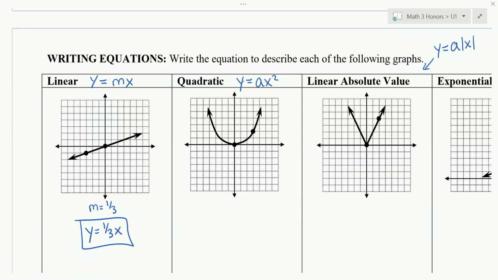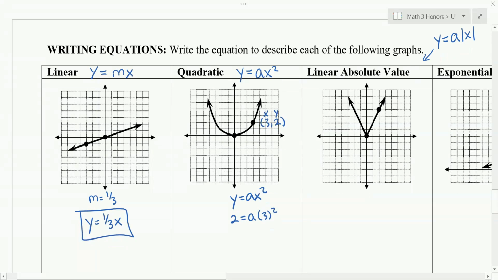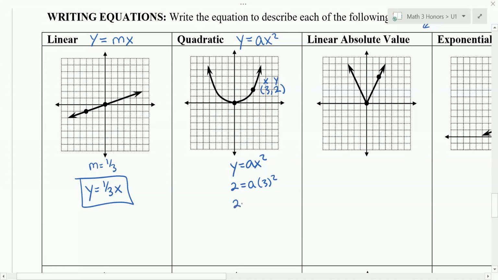So this point is at 1, 2, 3, 2. 3 is your x value, 2 is your y value, and so I have y equals ax squared. Got to remember that form, and then you plug in 2 for y, you plug in 3 for x, and you're solving to figure out what a is. So 2 is 9 times a, so a is 2/9.